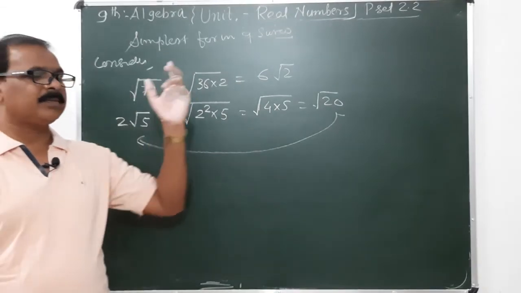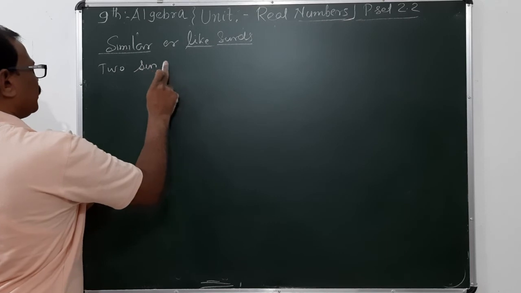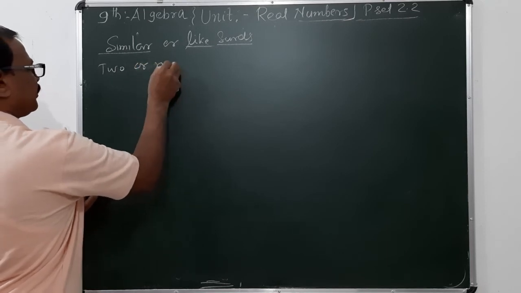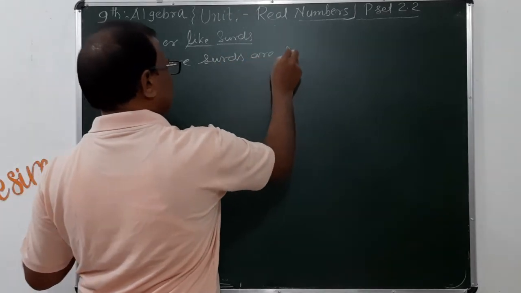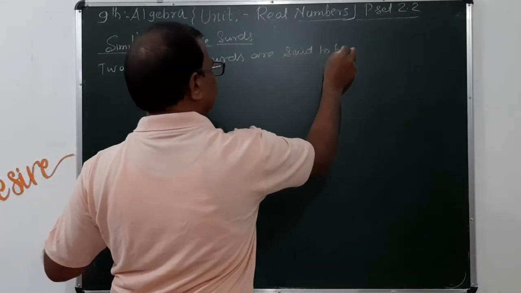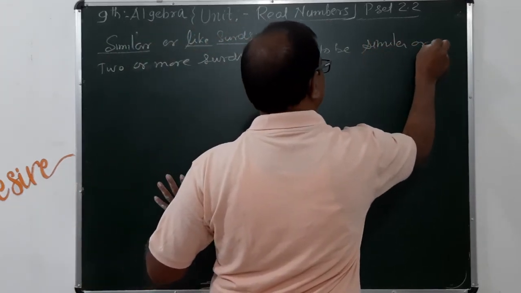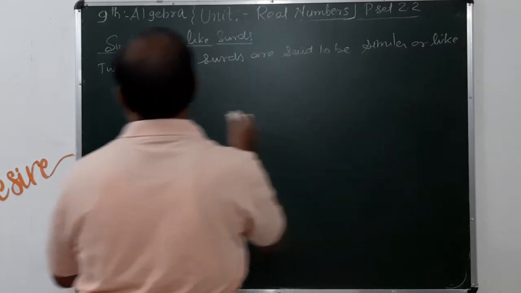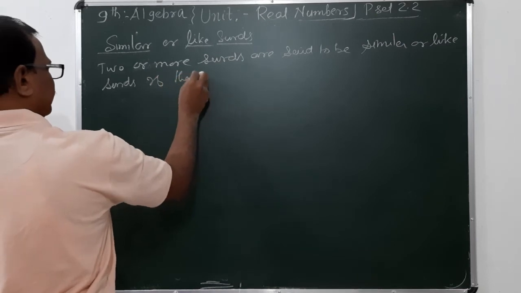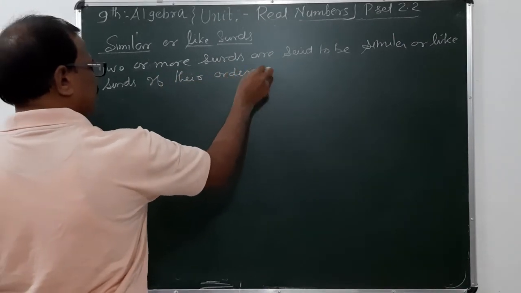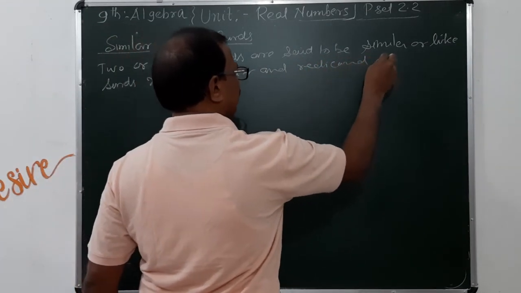Two or more surds are said to be similar or like surds if their order and radicand are same.